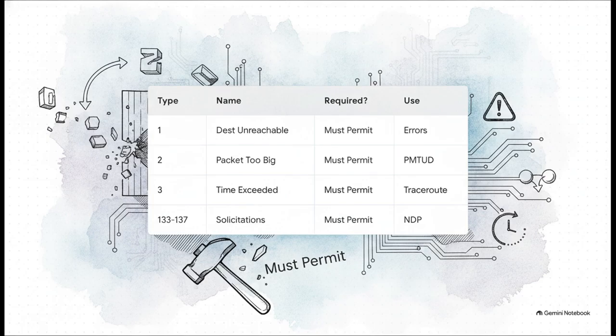Look right at Type 2, the packet too big message. It is explicitly marked as must permit because it is absolutely critical for path MTU discovery. Blocking these messages, along with types 1, 3, and the 130 series, actively breaks core network operations like neighbor discovery protocol, error signaling, and, as we've just seen, MTU discovery.